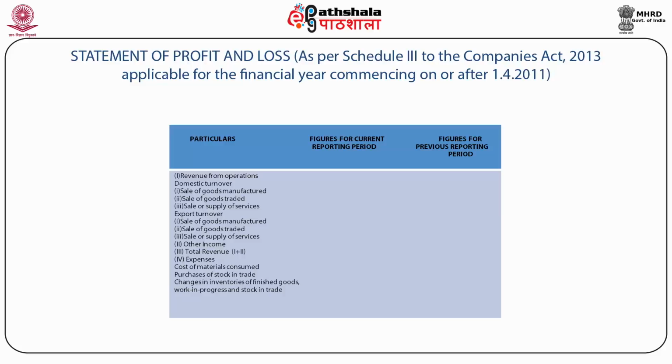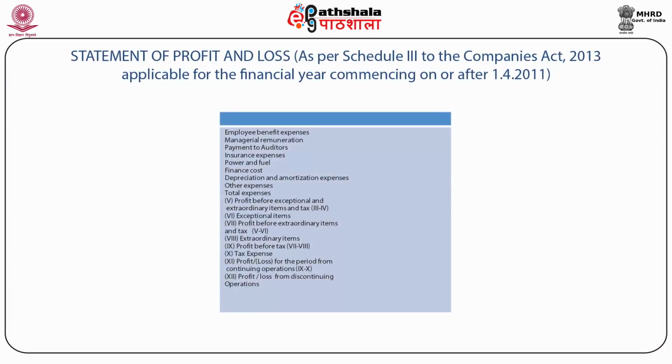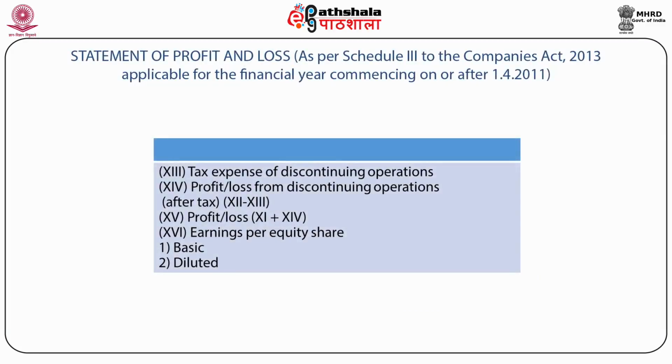then other incomes are added to this revenue from operation and total income is determined, and after deducting the expenses from this income, profit is assessed. This slide shows the expenses and profit, which is determined by comparing expenses and income. In this slide, the profit and earning per share are shown.